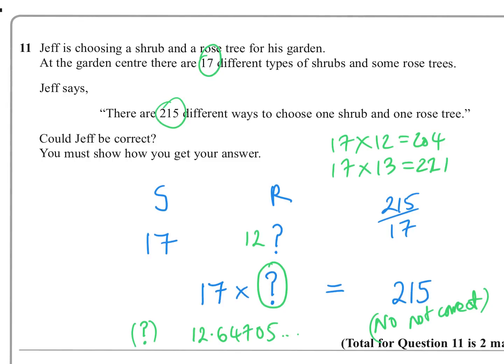So you could give that reason as to say why the number of ways of choosing one shrub and one rose tree in total combinations cannot be done in this scenario. So Jeff is incorrect.